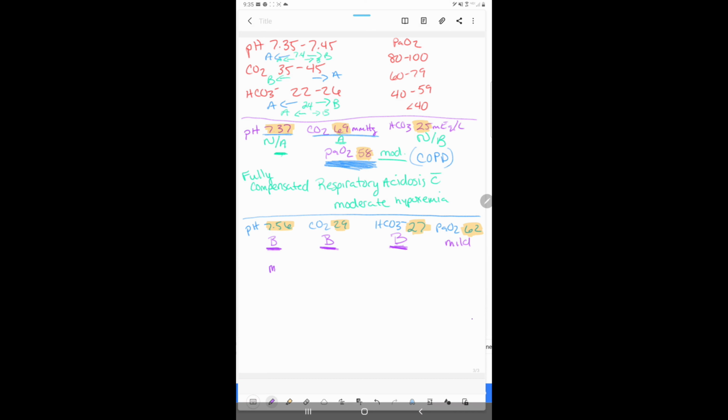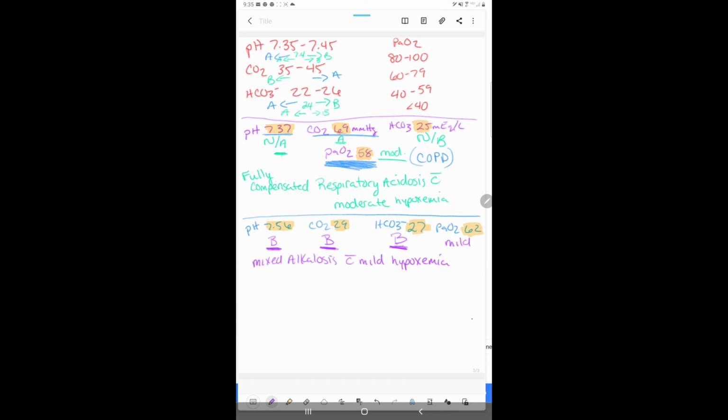This is known as a, let me write it up a little closer. This is known as a mixed alkalosis with, and then you're going to go ahead and fill out your oxygenation with mild hypoxemia. So, that's all there is to this one. It's just a mixed alkalosis with mild hypoxemia.